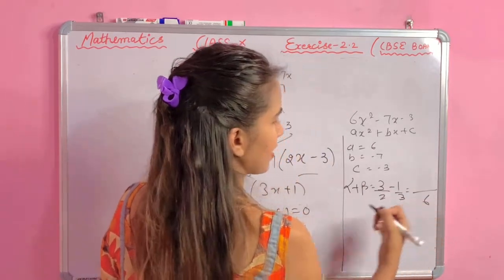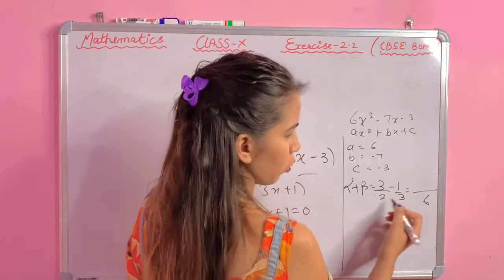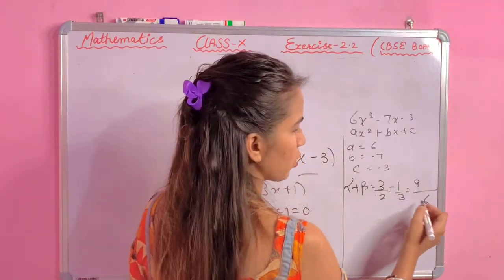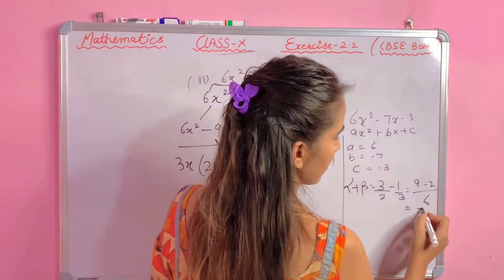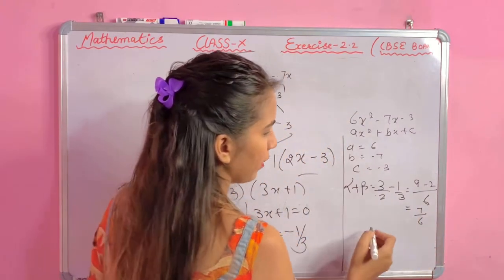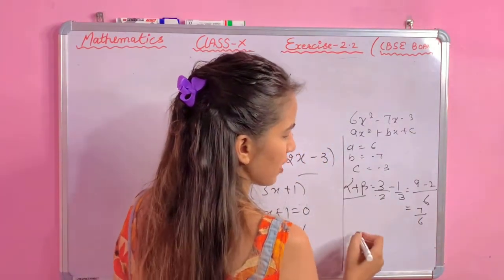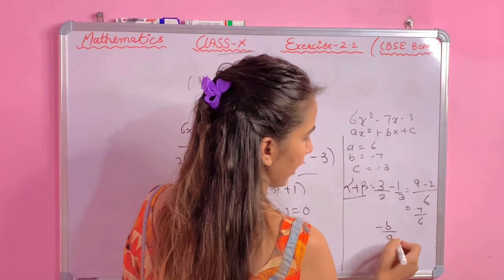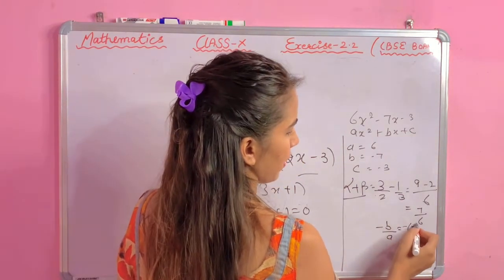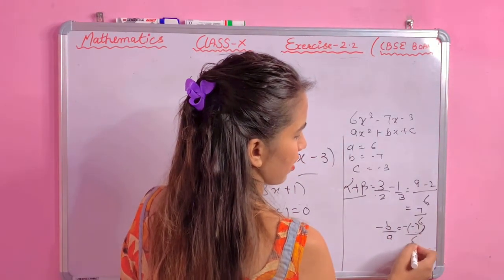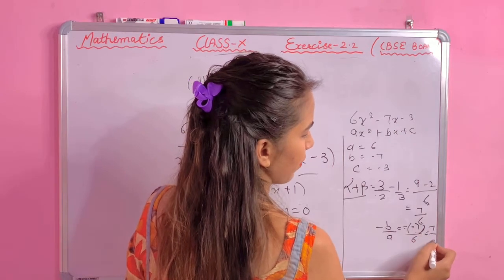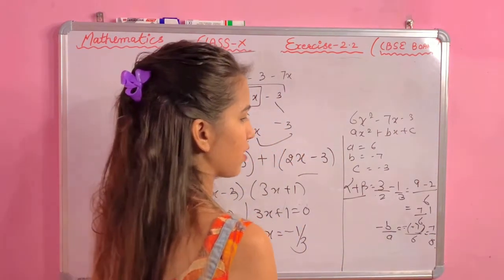After taking the LCM, 3 2s are 6, 3 3s are 9, 3 2s are 6, 2 1s are 2. I'll get 7 by 6 here, and I know that alpha plus beta is equal to −b upon a, and −b is −(−7) upon 6, which is 7 by 6. Both the answers are the same.